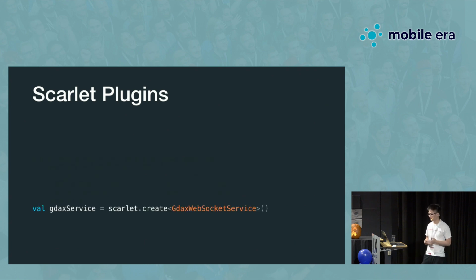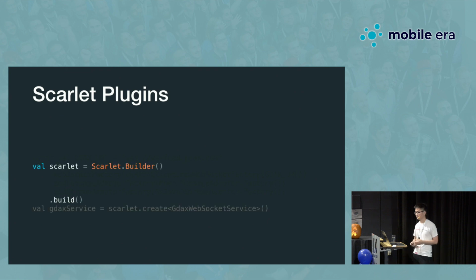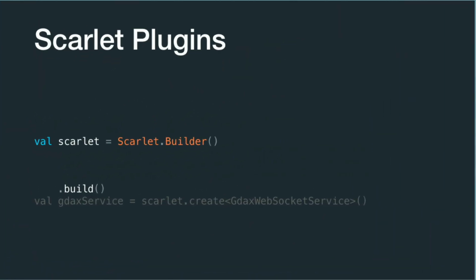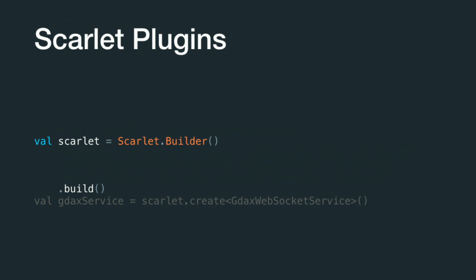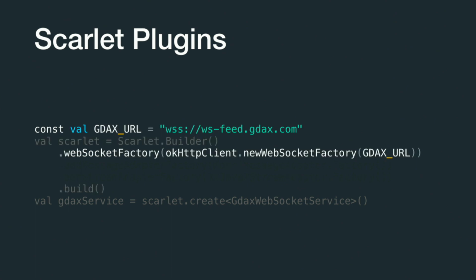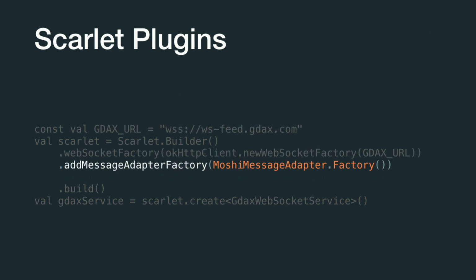Let me show you how to use plugins. If you're starting from scratch like we just did, here's the recommended configuration. First, let's create a Scarlet builder and add a WebSocket plugin based on OkHttp.